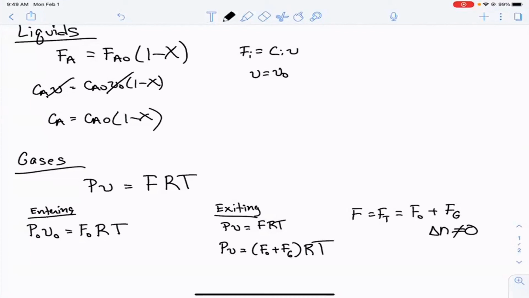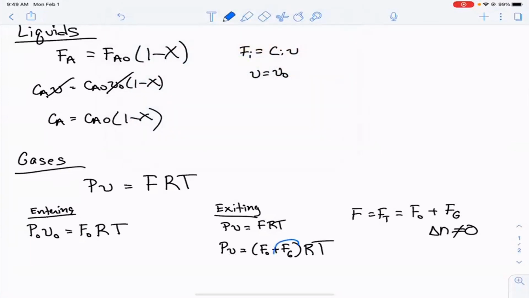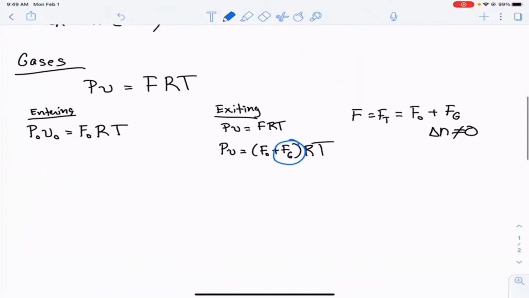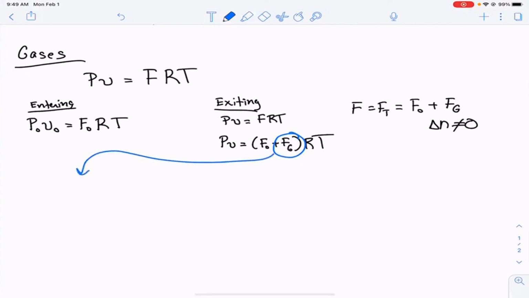And this might bring up a really logical question to you guys. What the heck is Fg? And how in the world are we going to relate that to things that we've talked about in class before, or things that we've talked about in other classes before? So let's tackle this for just a second.